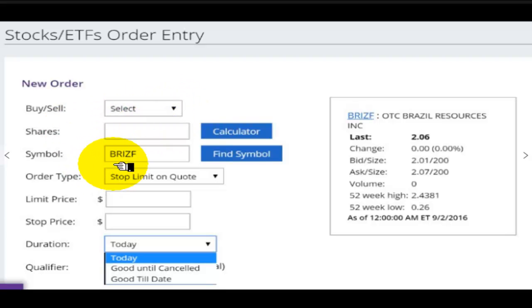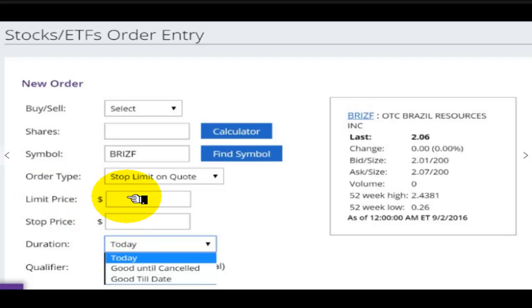Number of shares. Here's your symbol. Here's your order type. This one, stop limit on quote. And basically that's the same as your stop limit, and you tell it what price you want. So the way to enter a stop limit correctly is, first of all, your stop. If you're going to buy this right here, let's say for instance the last price is 206, and let's say you're going to buy it if it gets to 210. You put right here in the stop price 210.